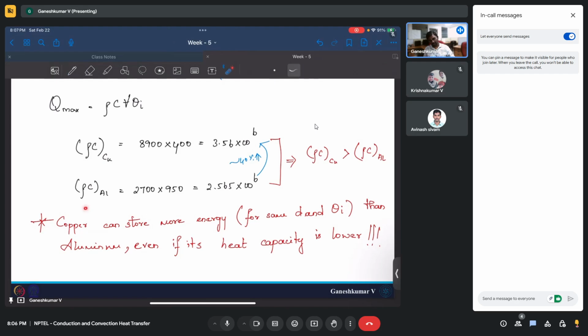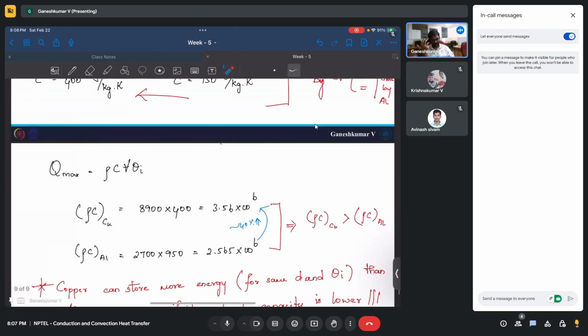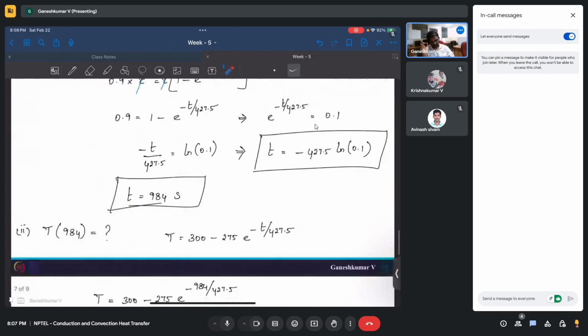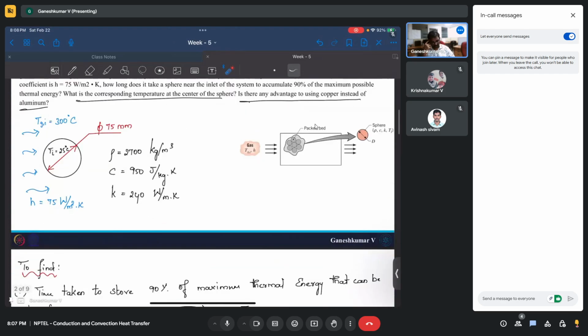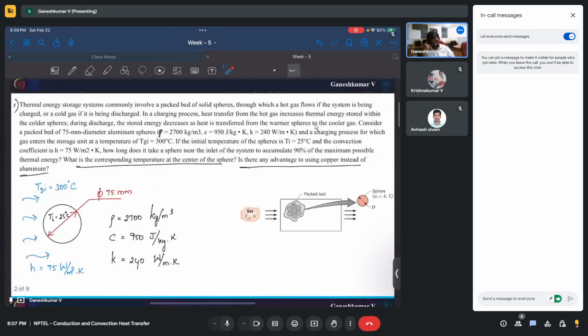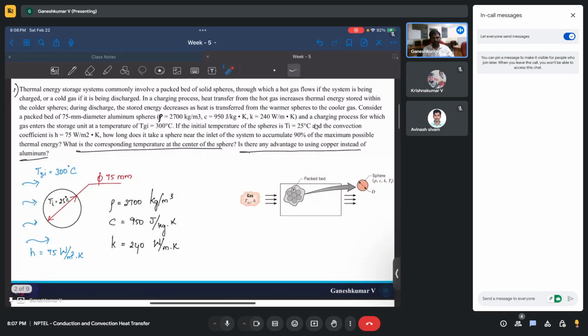So it's not just the specific heat that decides. The combined heat capacity decides. Okay, not the specific heat capacity. It is the heat capacity that decides. Okay, it's a basic concept, but that is something we can realize, especially in this transient analysis problem. Okay, all right. Any questions that you have?